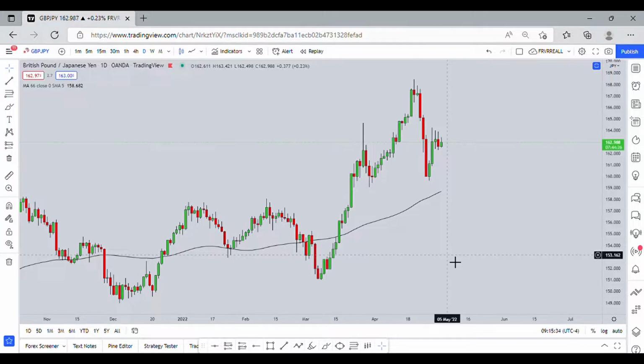So far we've talked about the introduction video, then candlestick analysis, then the trend, then market patterns. Now we're going to talk about major levels and minor levels. What this simply means is where the markets do find some sort of support or resistance.